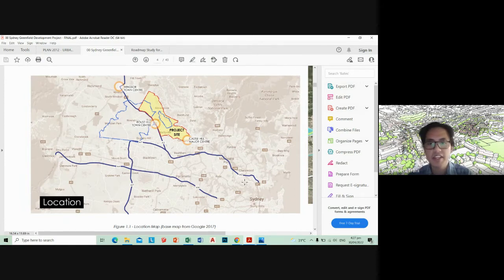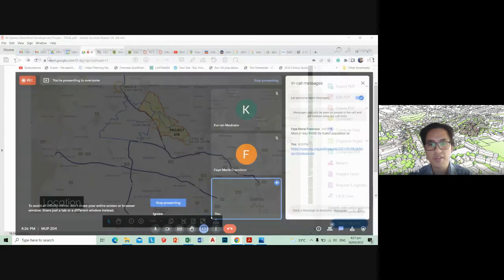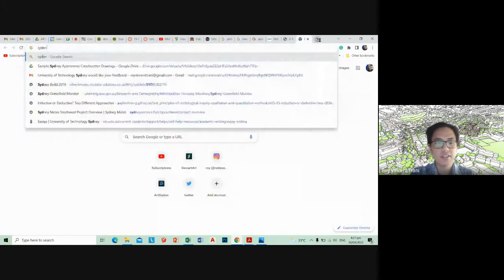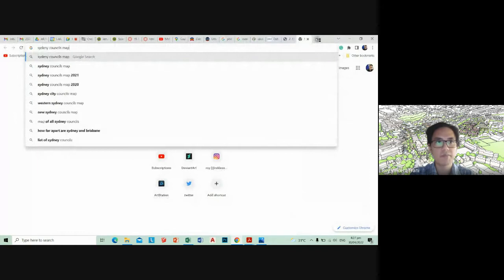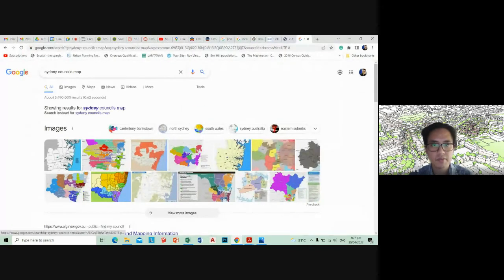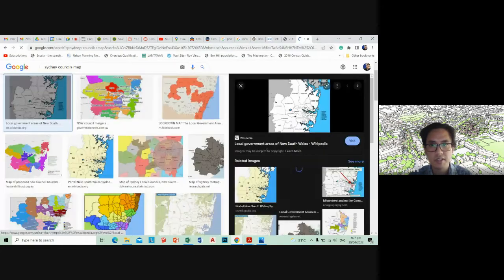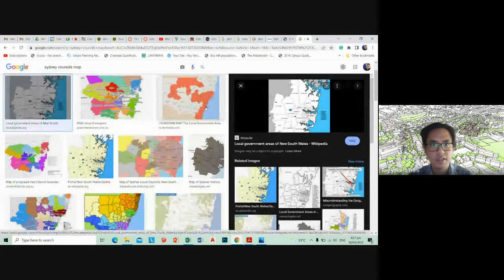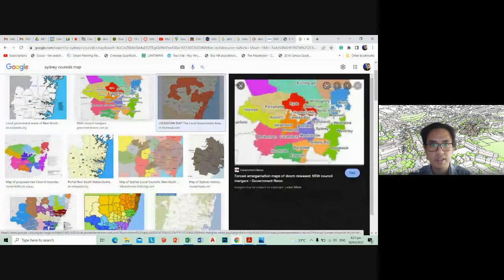In Sydney, there's the greater Sydney area, and the city itself is separated into municipalities as well. They just call them councils. So let me show you how that looks. Sydney Council's map. I think this is a good sample here. It's very small.